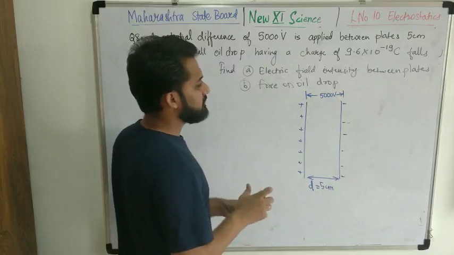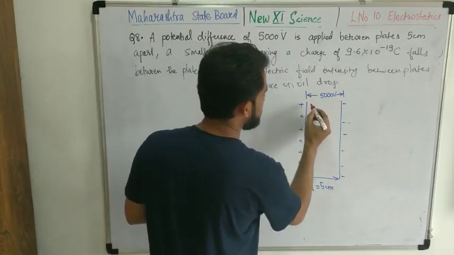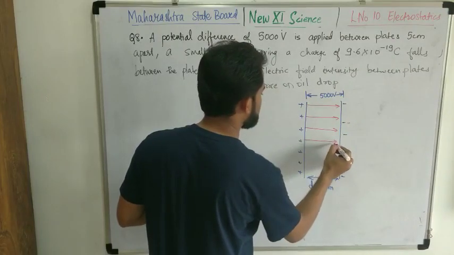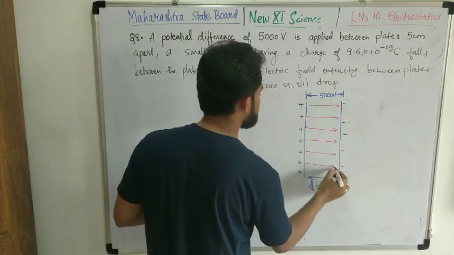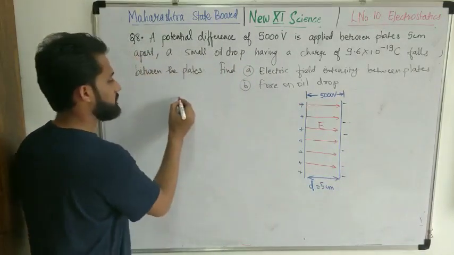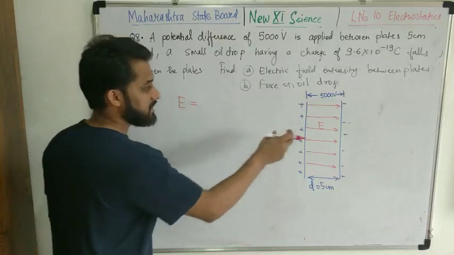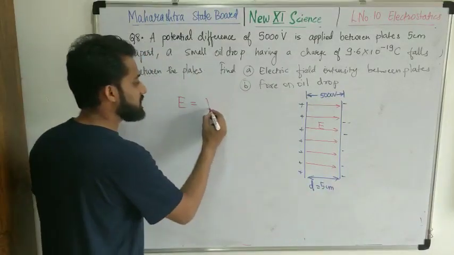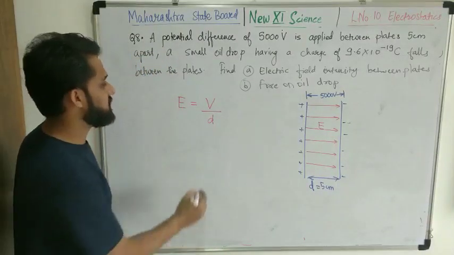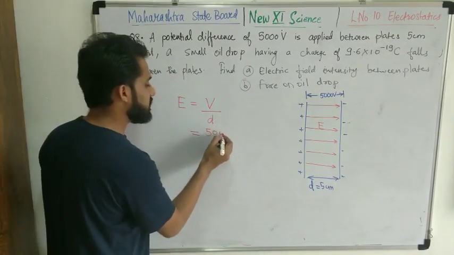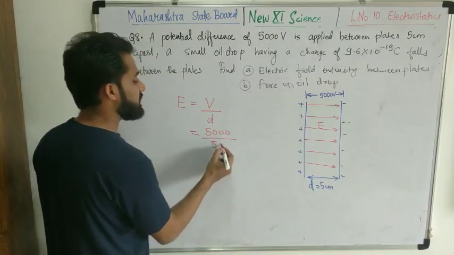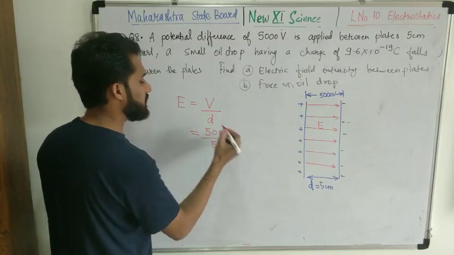the electric field is directed from the positive plate towards the negative plate. The electric field is uniform, so all the lines are parallel to each other and they are equispaced. So this electric field E can be calculated by the formula: electric intensity between the plates will be the potential difference between the plates divided by the distance. And in this question, the potential difference is given as 5000 volt upon the distance between the plates, which is given as 5, but it is in centimeters, so I will convert it into meters.